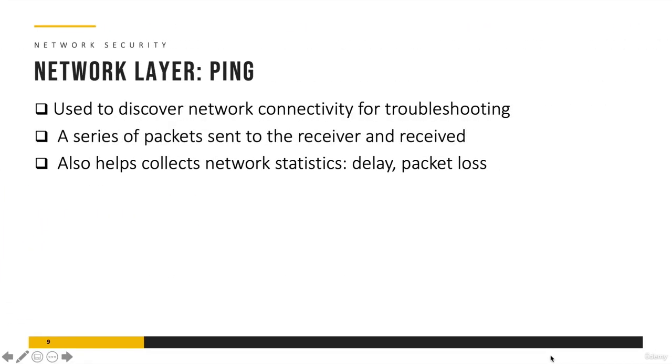One of the most popular uses of the ICMP protocol is in the ping utility. It's a widely used tool to discover network connectivity issues and for troubleshooting. So the basic idea is that the ping utility sends a number of packets to the destination that you specify, and then these packets get bounced back. So once you receive these packets back, you can infer the number of packets lost, the delay between your system and the destination that you specified, and lots of other useful stuff.